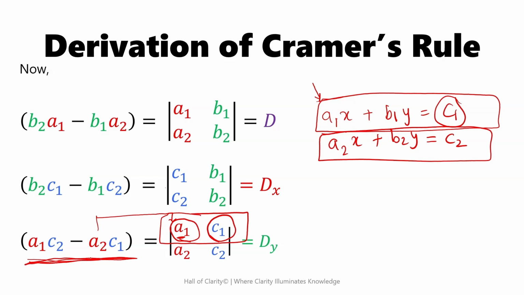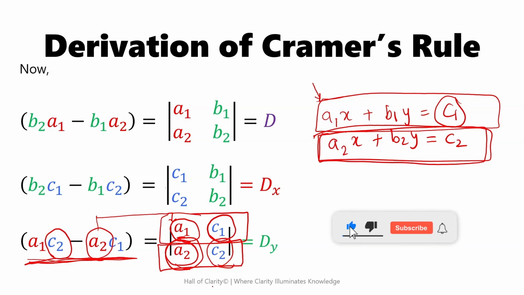Similarly, this a2 and c2 belong to the second equation. These coefficients belong to the second equation, therefore they will be written in the second row in this way. That is, second row first column will belong to a2 and second row second column will belong to c2. So in this way we will get the determinant dy.